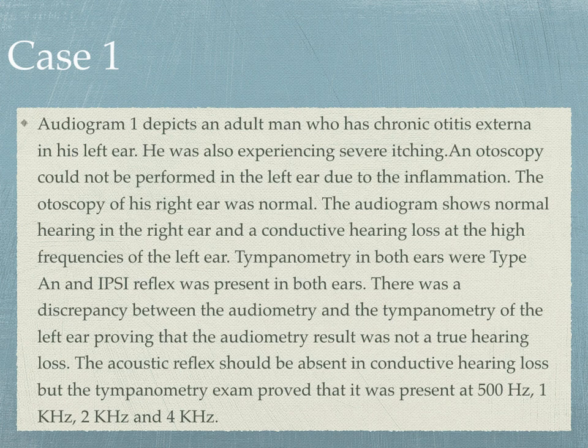Audiogram 1 depicts an adult man who has chronic otitis externa in his left ear. He was also experiencing severe itching. An otoscopy could not be performed in the left ear due to inflammation. The otoscopy of his right ear was normal. The audiogram shows normal hearing in the right ear and a conductive hearing loss at the high frequencies of the left ear. Tympanometry in both ears was type A, and ipsilateral reflex was present in both ears. There was a discrepancy between the audiometry and the tympanometry of the left ear, proving that the audiometry result was not a true hearing loss. The acoustic reflex should be absent in conductive hearing loss, but the tympanometry exam proved that it was still present.